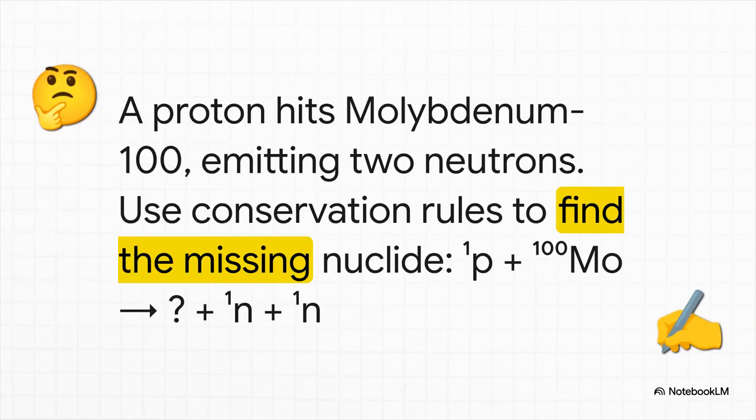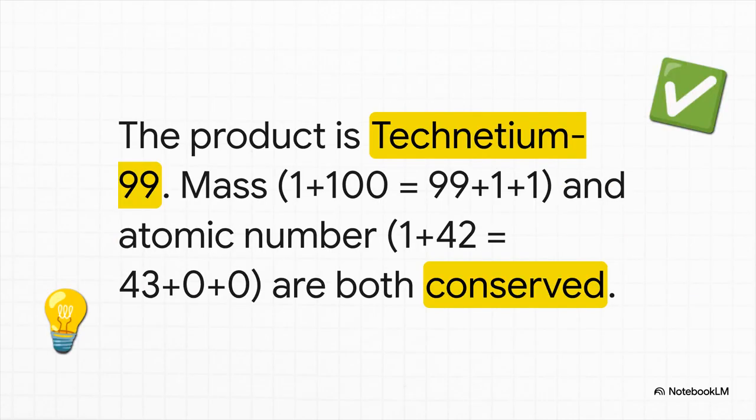Okay, time to put these rules to the test with a trickier one. Imagine a proton smashes into a molybdenum-100 nucleus. The collision is so intense that a couple of neutrons fly off. So the question is, what's the mystery element that's left behind? All right, let's do the math.